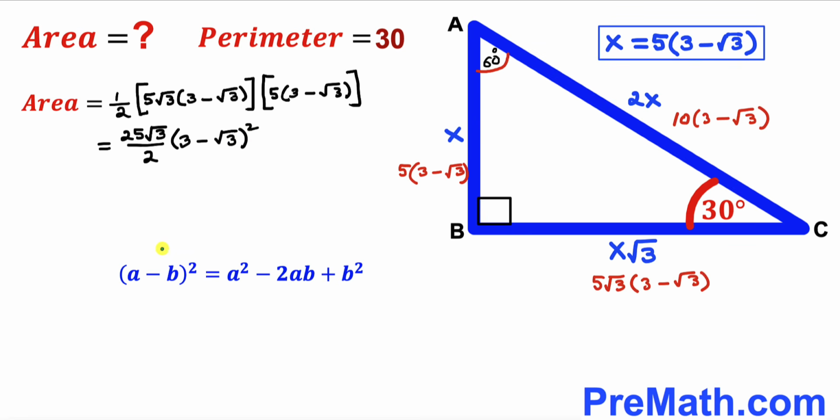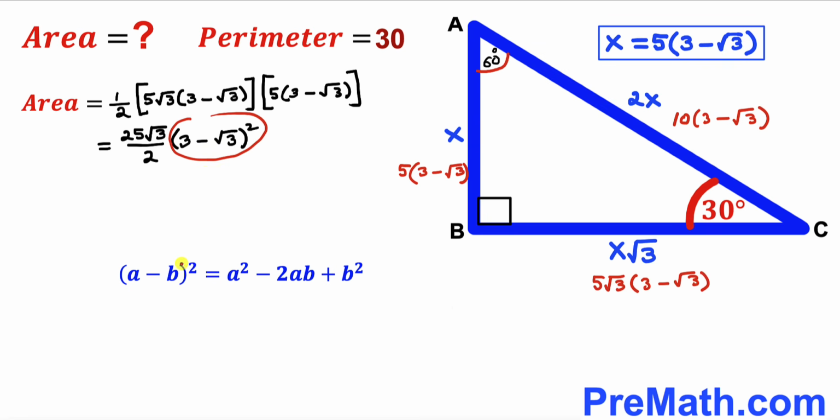And now let's recall this famous identity. (a minus b) whole square could be written as a square minus 2ab plus b square. And we are going to apply this identity on this binomial over here. Let's take care of this binomial.